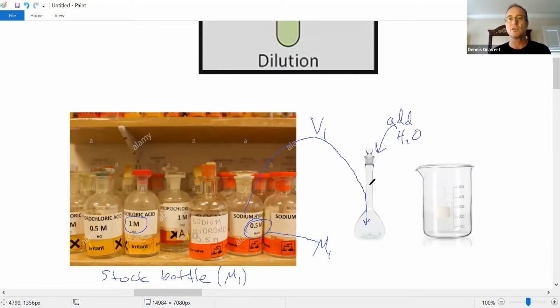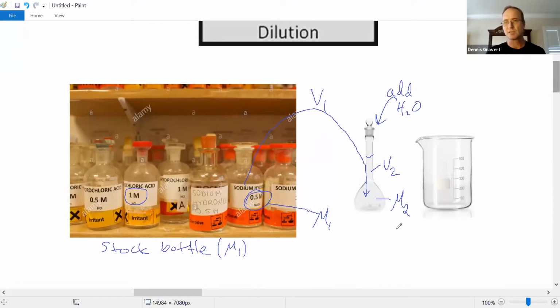And now you have a new total volume. That's your V2, and it's at a new concentration. It's lower in concentration, M2. And chemistry majors, you need to memorize this. Science majors, it's a good idea. We do dilutions all the time in the lab. It wastes your time to keep looking up the equation. That's not a hard one to remember. M1V1 equals M2V2.